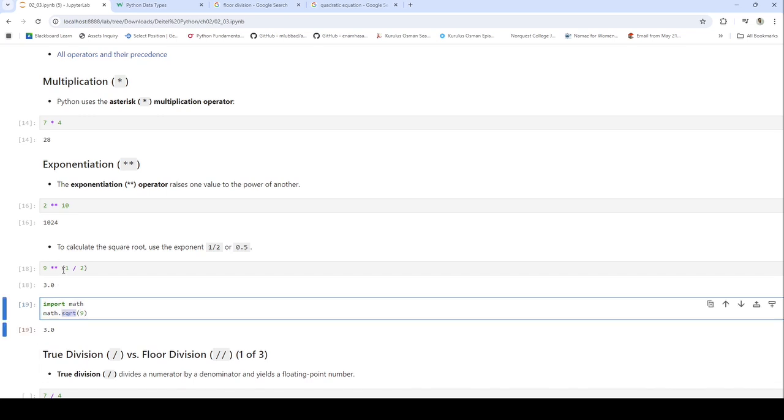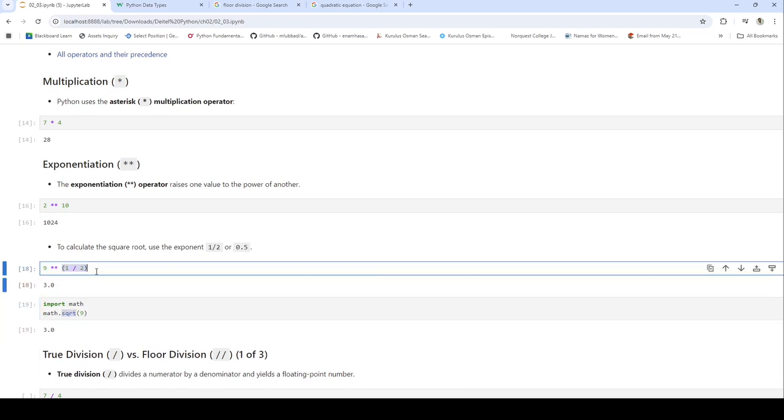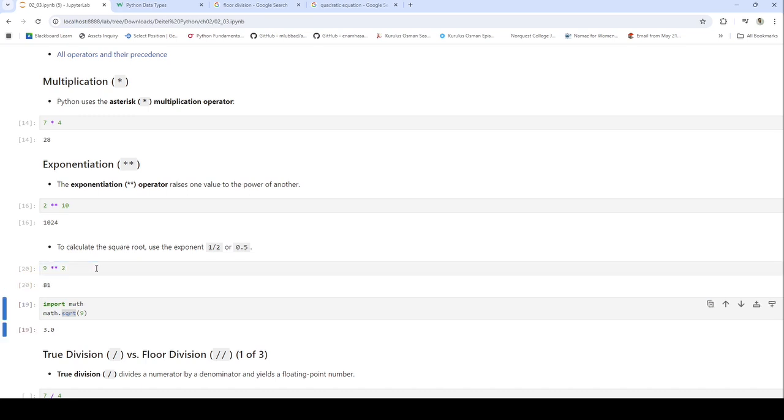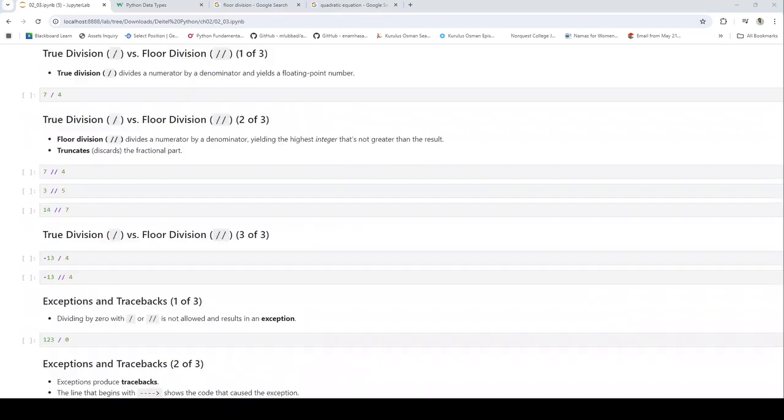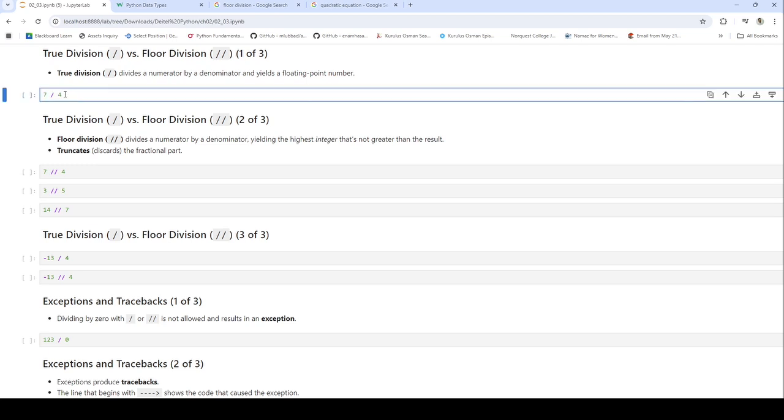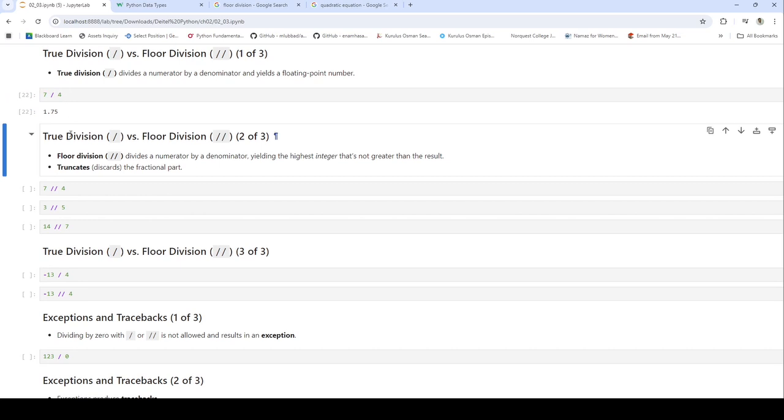Only for square root, which means your power in the square root is always half, which might not always be the case. That's why you need to know this exponentiation operator. For example, if I take 9 raised to the power 2, I'm going to get 9 times 9. Similarly, another arithmetic operator is division. Let's say we're dividing 7 by 4, so you're going to get 1.75.